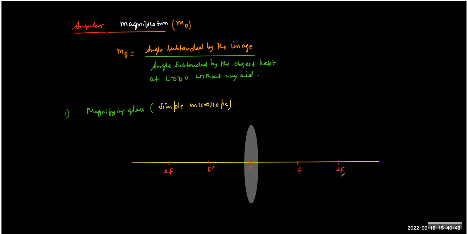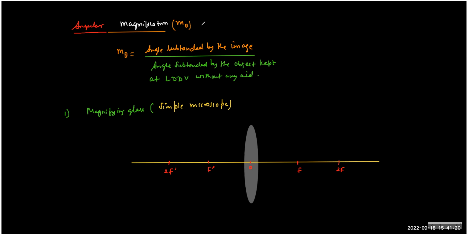2F is the distance at which, if you keep the object, the image will form at 2F on the other side. Now, if you know the types of image formed by the convex lens, you remember that it will form the real image when the object is beyond F or at F. So a real image will form only when you are away from F or you are at least at F.